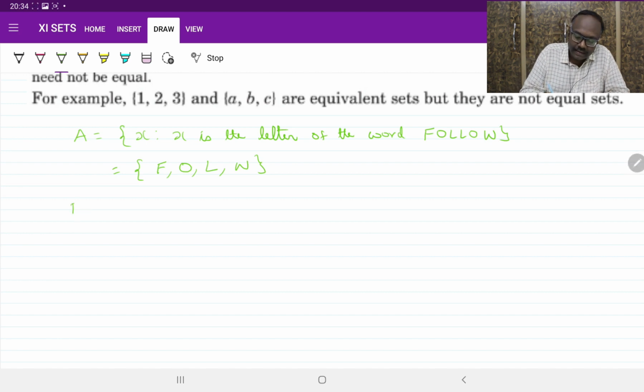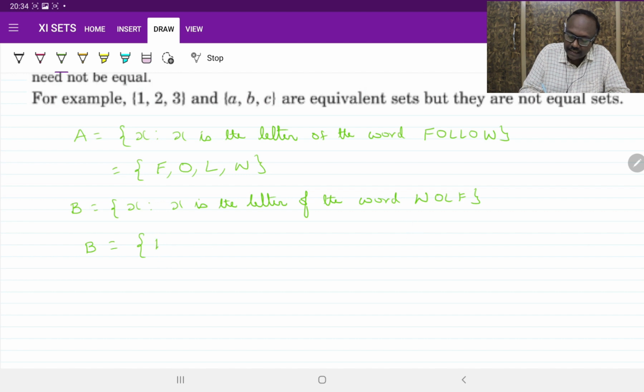Let us take a set B, which is the set of all x such that x is the letter of the word wolf. So B represents the letters, so it contains the elements W, O, L and F. We found that A and B have the same elements. W, O, L, F and F, O, L, W. As I told you, the order is not really important. So A and B are having the same elements, so we say that A and B are equal sets.